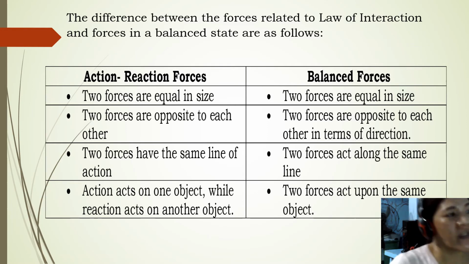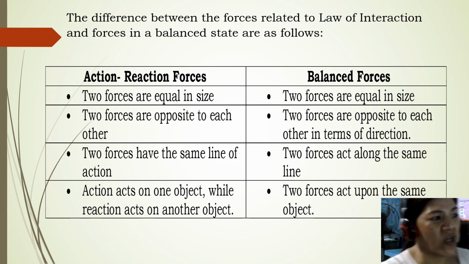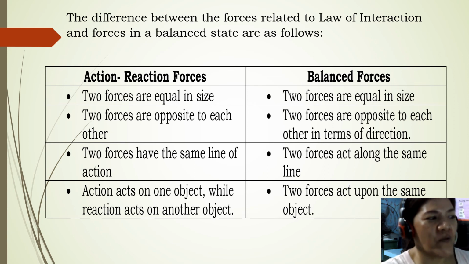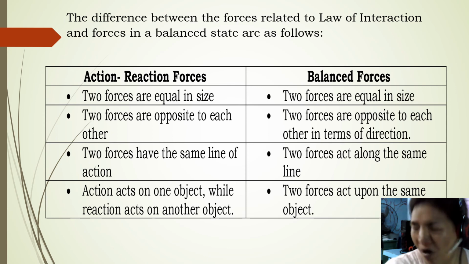Okay, so the differences between the forces related to the law of interaction and forces in a balanced state are as follows. For action-reaction forces, the forces are equal in size, and in balanced forces, the two forces are equal in size. Then in action-reaction, the two forces are opposite to each other in direction, and the same is true under balanced force. In balanced forces, the two forces have the same line of action, while in action-reaction, the action acts on one object while the reaction acts on another object.